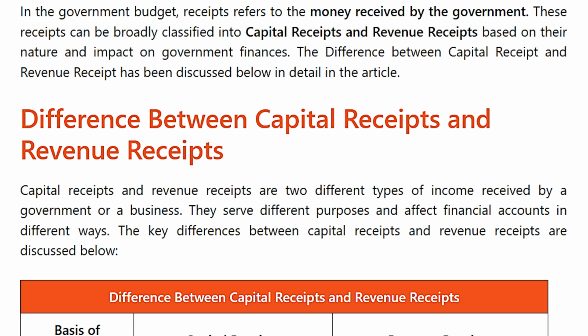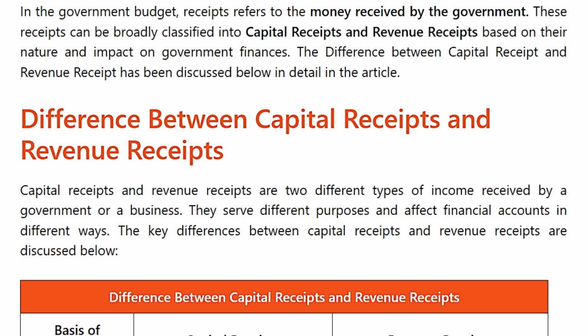In the government budget, receipt refers to the money received by the government. These receipts can be broadly classified into capital receipt and revenue receipt based on their nature and impact on government finances. The difference between capital receipt and revenue receipt has been discussed below in detail in the article.